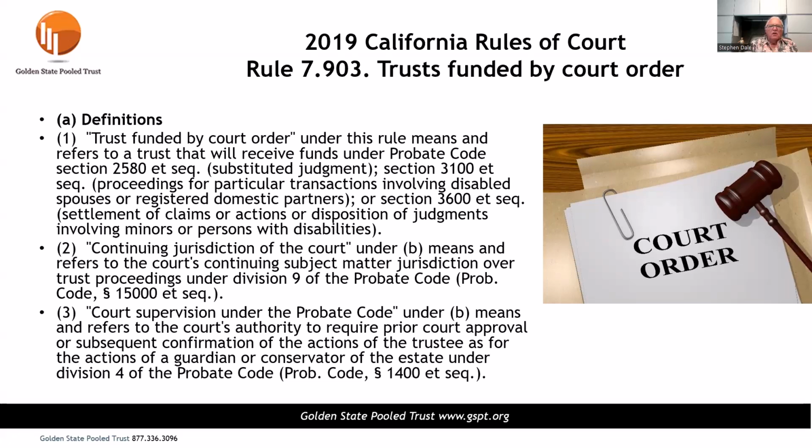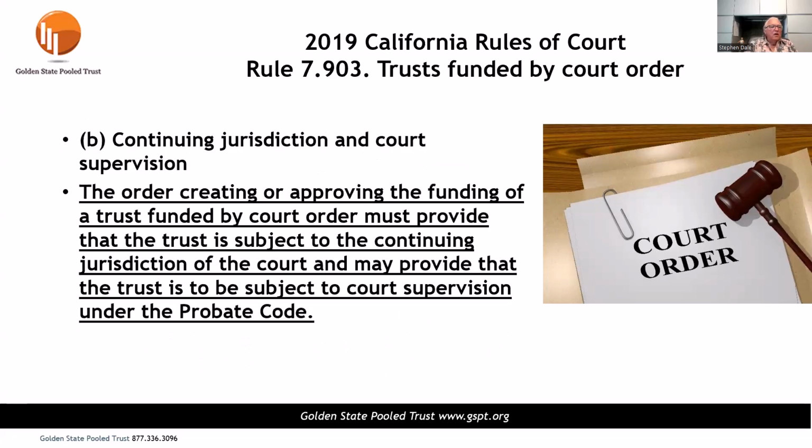Now, a big player here, and I'm going to make sure that this is in the Dropbox with materials. This is something that planners and attorneys should always have bookmarked and ready to go. I send it off to a lot of attorneys all the time, just to illustrate that I'm not making this stuff up. Rule of Court 7.903 has to do with any trust funded by a court order. If the trust is funded by a court order, then it's going to be under continuing court supervision, which is really important.